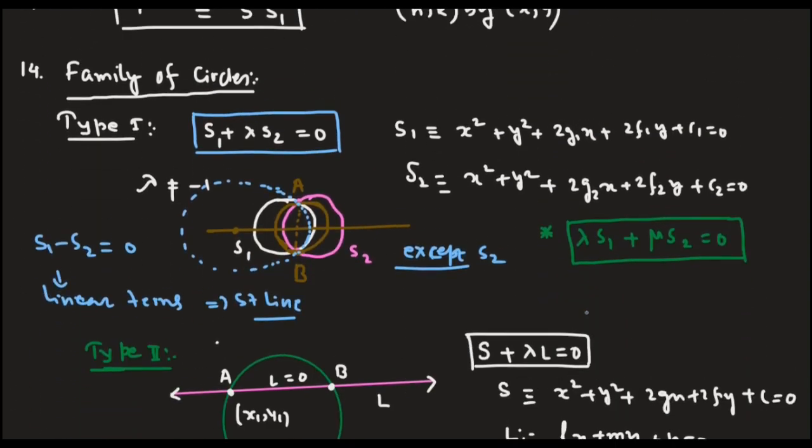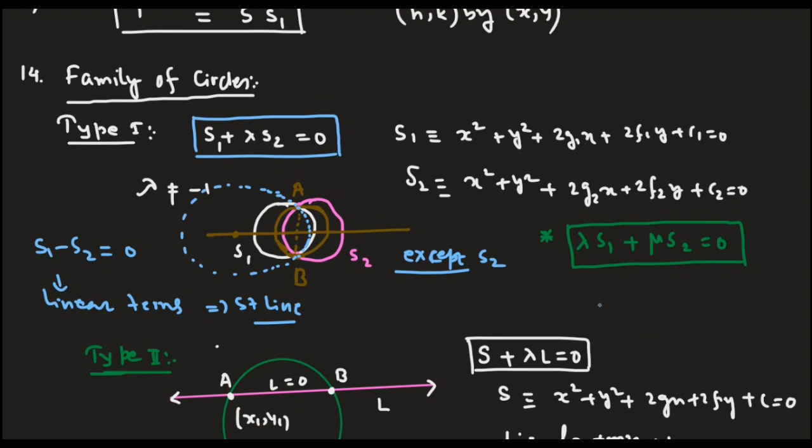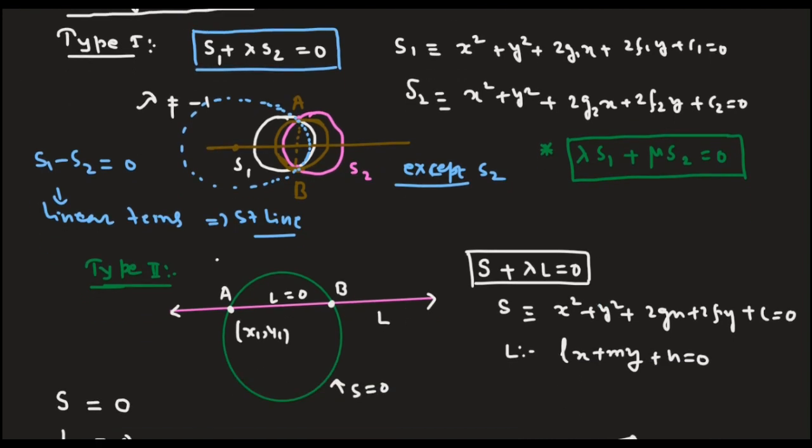So there are four conditions in point number 14. For the family of circles, there are four types of family of circle. Number one, the equation of the family of circles passing through the point of intersection of the two circles S1 and S2, that is S1 + λS2 = 0. Now second thing, if a straight line and a circle intersect, then the equation of the family of circles passing through the point of intersection of the line and the circle.